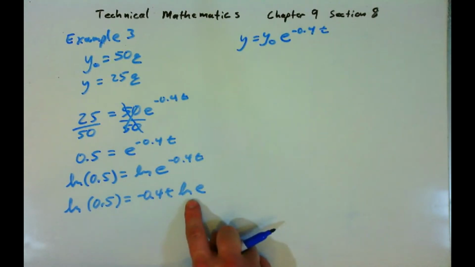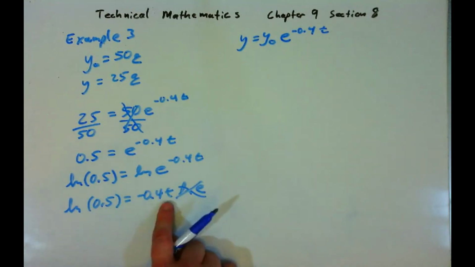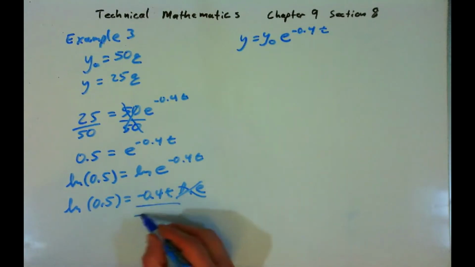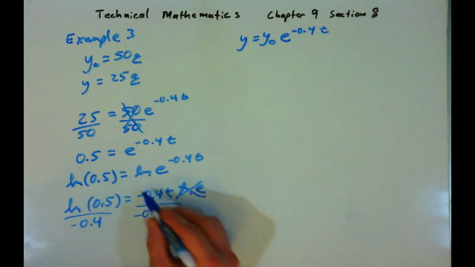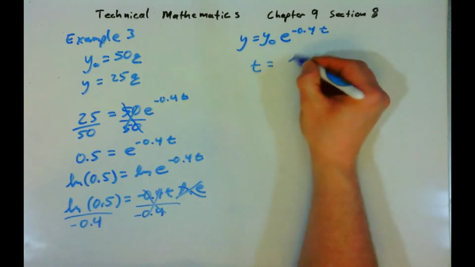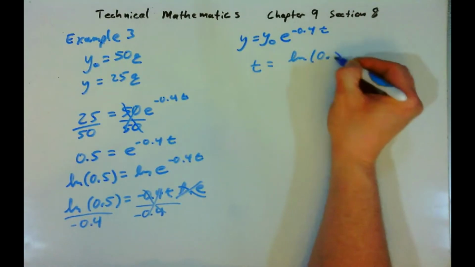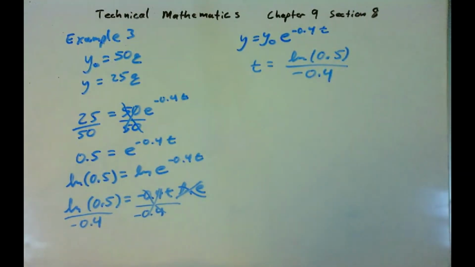The natural logarithm of e is 1, and so that cancels. And what we're left with is negative 0.4 t. We want to solve for t, so we're going to divide by negative 0.4 on both sides. That cancels, and we're left with t. And so t will equal the natural logarithm of 0.5 divided by negative 0.4.